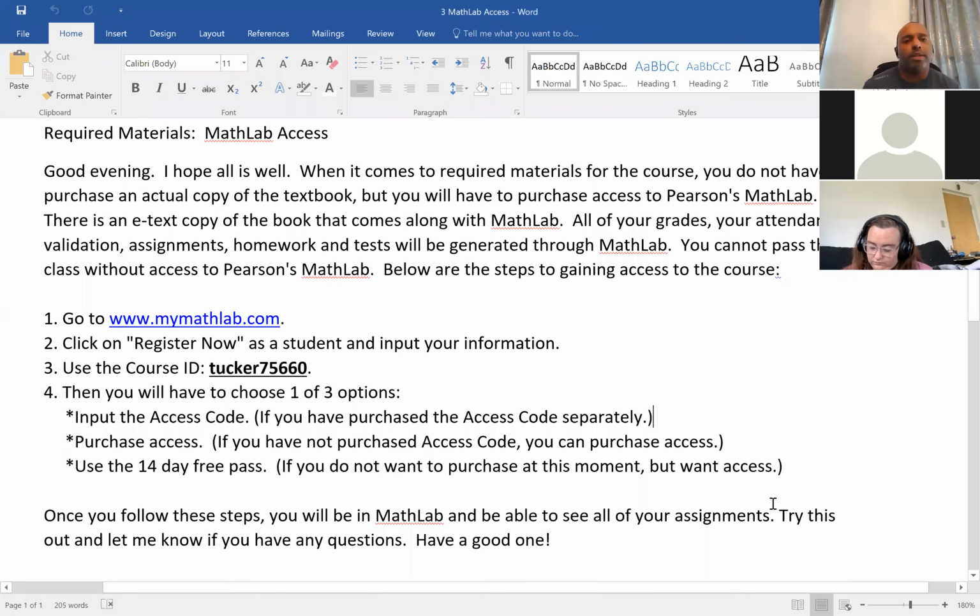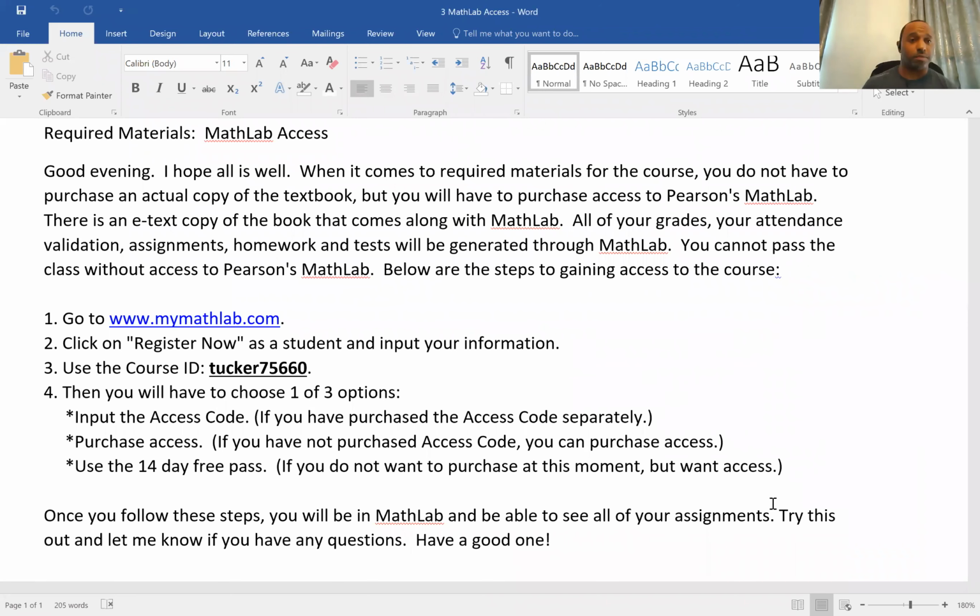All right, so one of the emails that I sent you guys, and I believe most of you got it because you logged on to MathLab already, was this one called MathLab Access, your required materials. So you have to purchase access to MathLab. Even if you don't purchase the text, you at least have to purchase access to MathLab. Now, this is not the correct course ID for you guys. Your course ID was something different. This is just a generic email I pulled up.